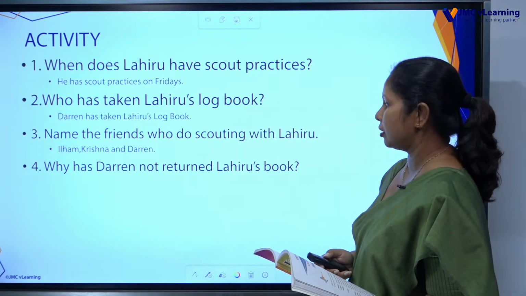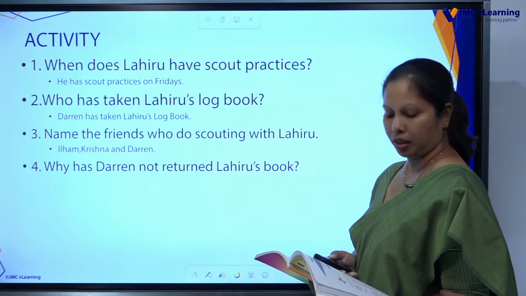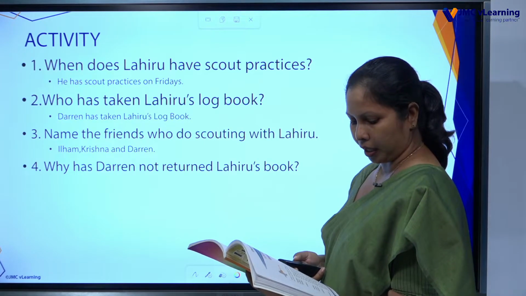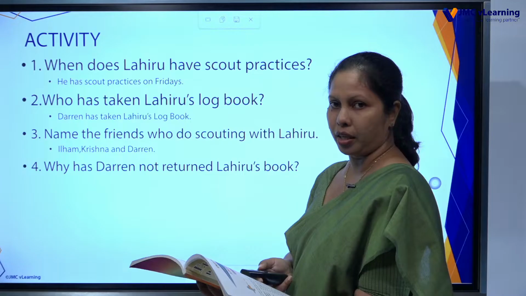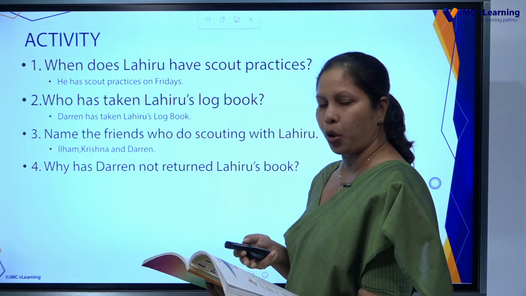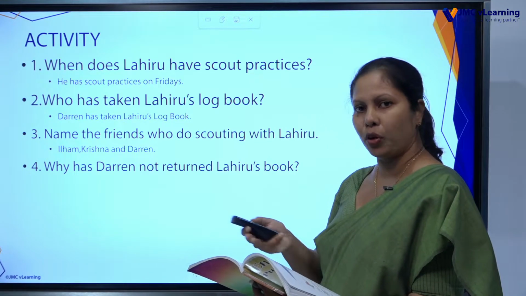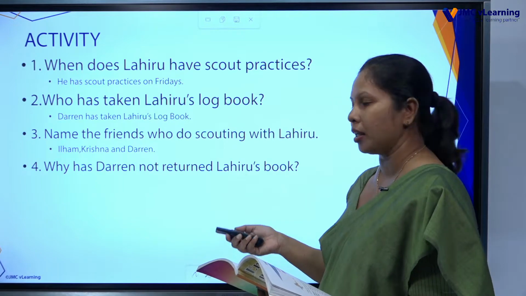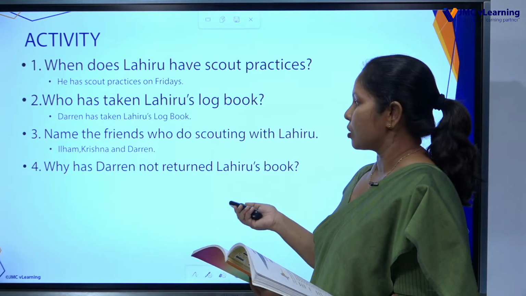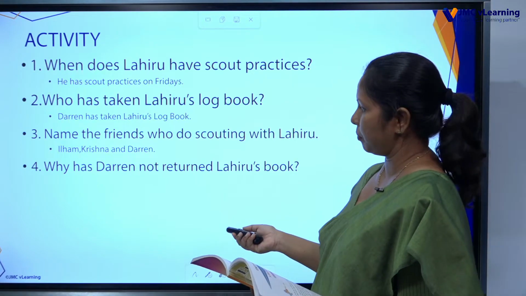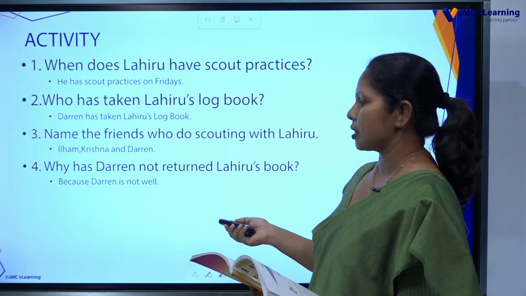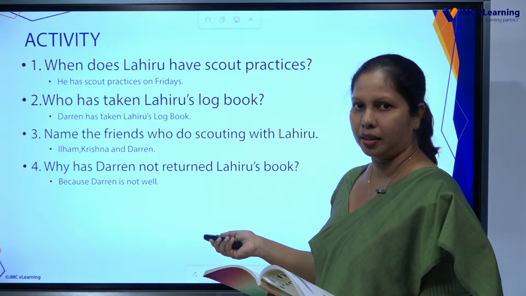Why has Darren not returned Lahiru's book? In the role play, Lahiru is saying, he took it home last week and he is not well and I need the logbook today. So Darren borrowed the logbook, but because he is sick, he has been unable to hand it over. Because Darren is not well.